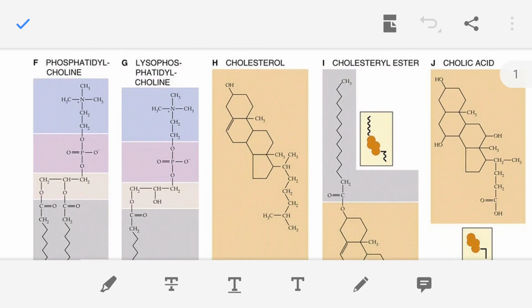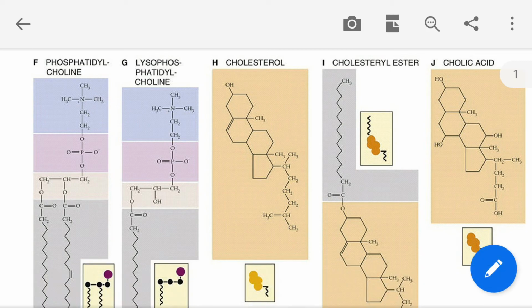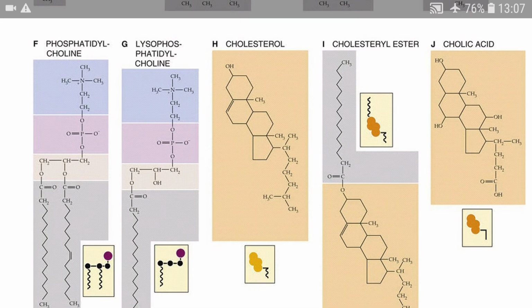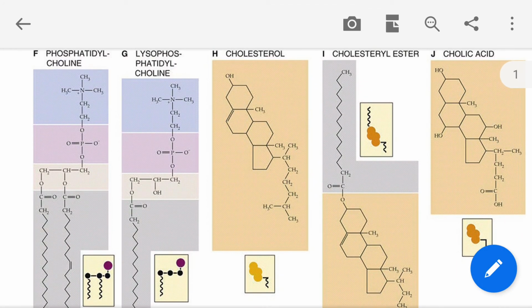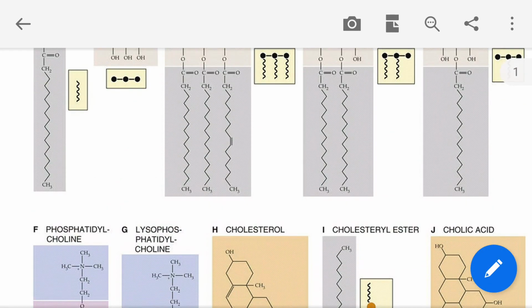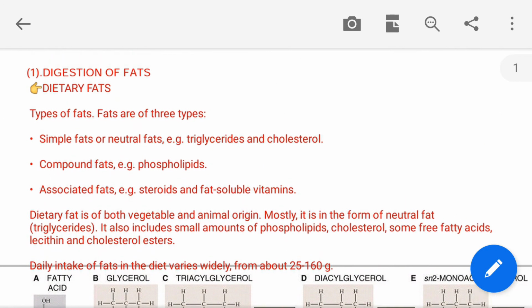Then phosphatidyl choline, lysophosphatidyl choline, cholesterol, cholesterol ester, cholic acid. So these are the main dietary fats or the common lipids of our food. So now we are starting this lecture.